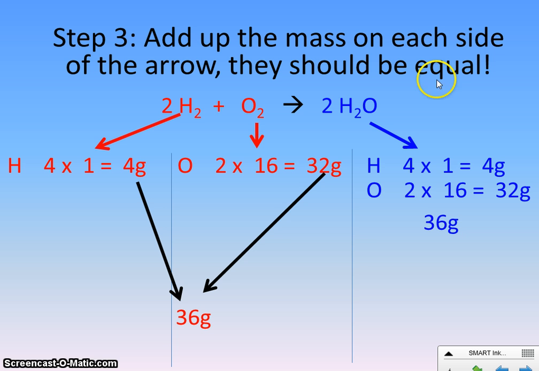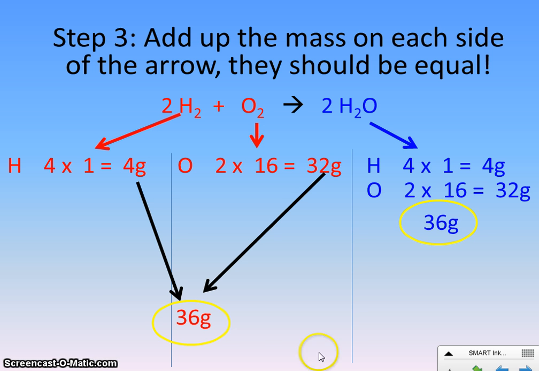And we don't have any adding to do for our products because we only have 1 product. A lot of times you will have 2 products or even more, and so you would need to add together their masses just like we did for our reactants. But for this example, we only have 1 product, so no adding is needed. But notice, the total mass, the mass of our 2H2 and the mass of our O2 is 36 grams total. And the mass of our product is also 36 grams.